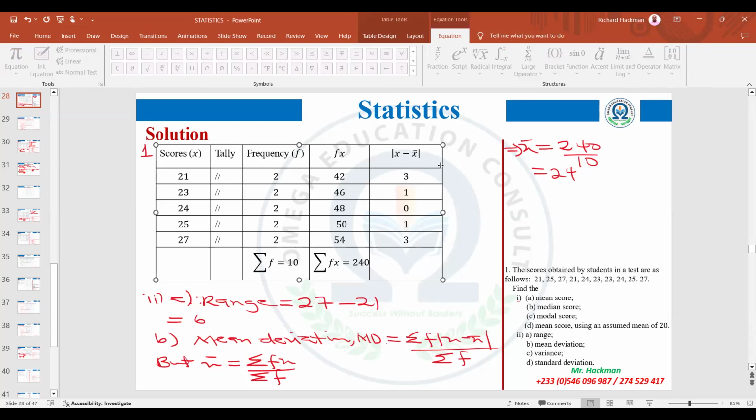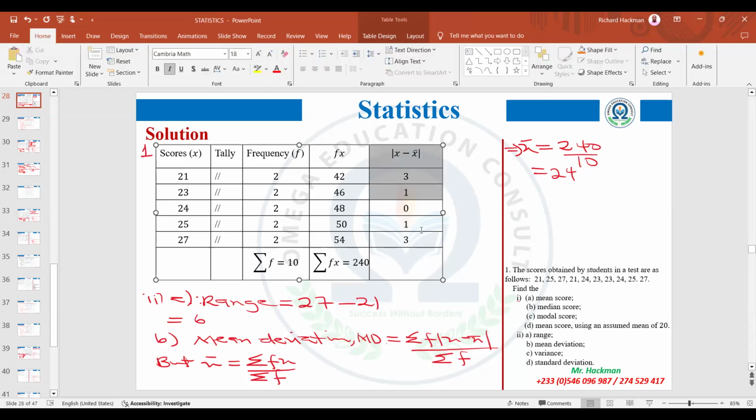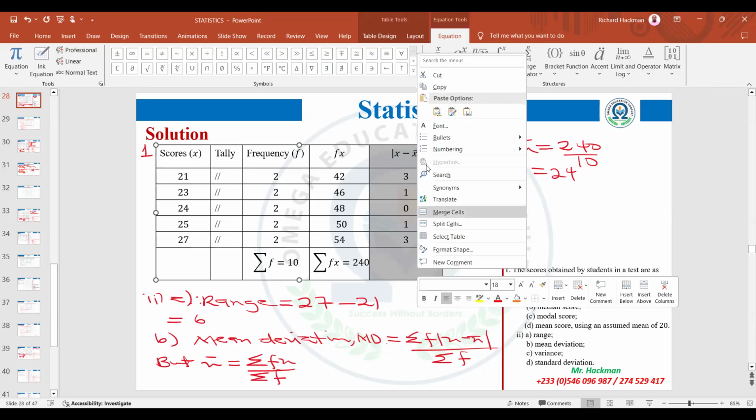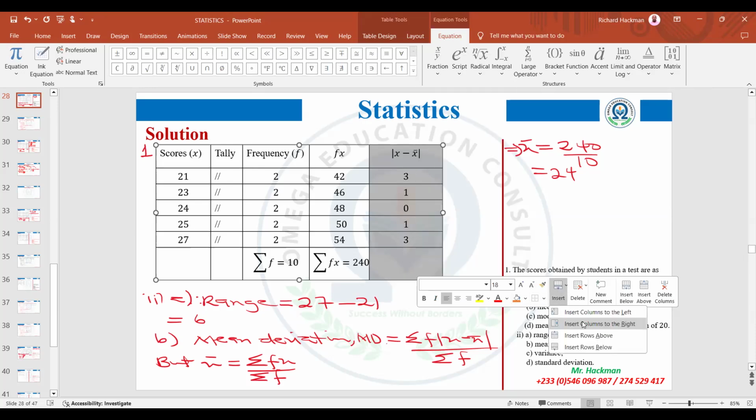You can see that we need to find the product of f and x minus x bar absolute. So there is one column left before we can find the sum. I hope you are following. Because the product before you can sum is the sum of the f and this. We don't know the product, so we are going to create another column, which will be our last column at this point. So let's insert another column to the right.